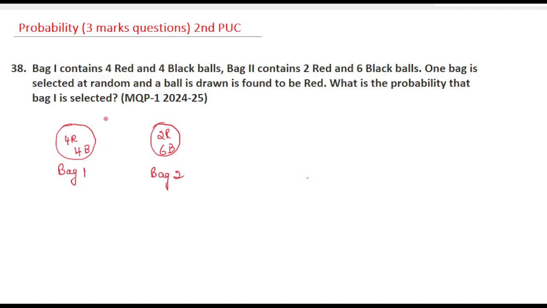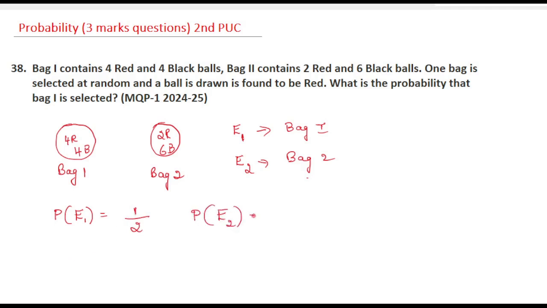The probability that bag 1 is drawn, let us take that as event 1. So event 1 is taken as E1, that is bag 1, and event 2 will take it as bag 2. The probability that bag 1 is drawn is, out of 2 bags, 1 is drawn. Similarly, probability that bag 2 is drawn, out of 2 bags, bag 2 is drawn, that is 1. Probability that bag 1 is drawn is 1 by 2, and probability that bag 2 is drawn is 1 by 2. Both are equal.